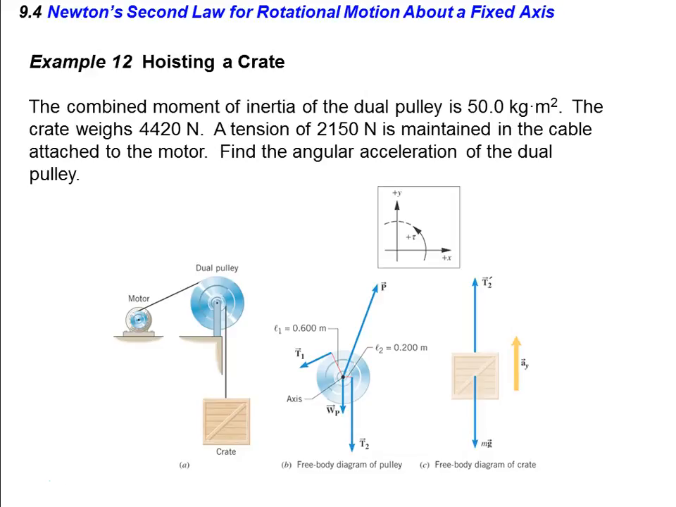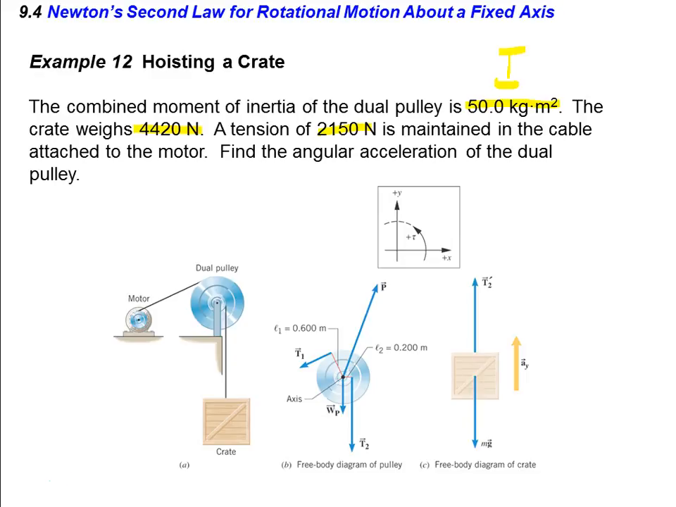So let's look at an example here, where we have a combined moment of inertia of a dual pulley of 50 kilogram meters squared. So we're told what the moment of inertia is. This is our I in our Newton's second law equation, the sum of the torque is equal to I alpha. The weight of the crate is 4,420 newtons, and the tension in the string is 2,150, or in this cable, I guess I should say. We want to find the angular acceleration of the dual pulley.